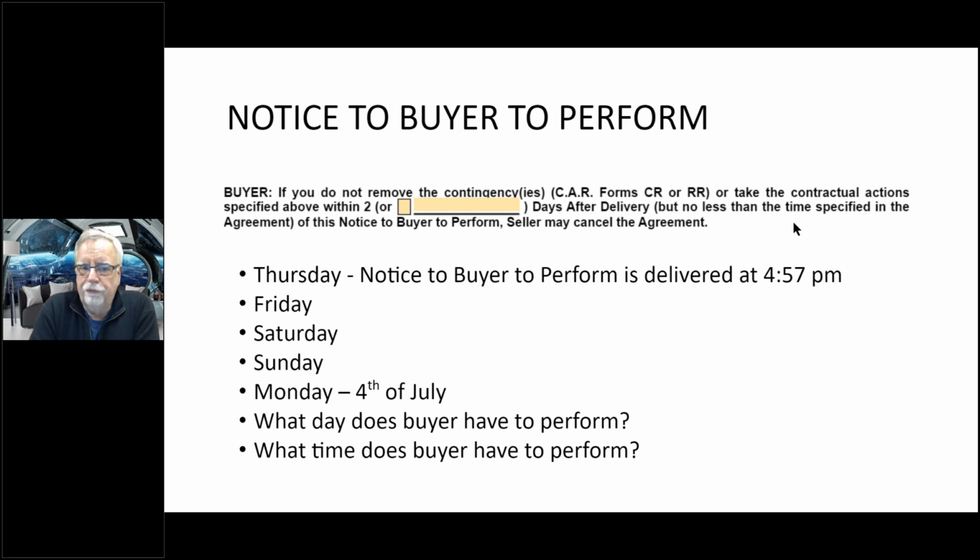Notice to buyer to perform. Here's the quiz. If you do not remove the contingencies, this is just what we said before, within 2 days. So Thursday, the notice to the buyer to perform is delivered at 4:57 p.m. Then there's Friday, Saturday, Sunday, and Monday happens to be the 4th of July. The question is, what day does the buyer have to perform?